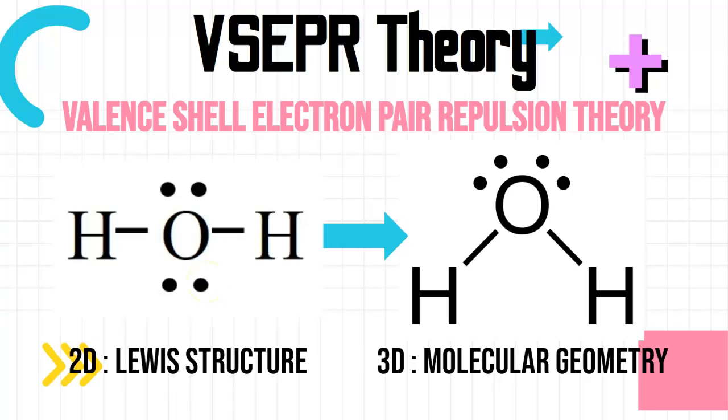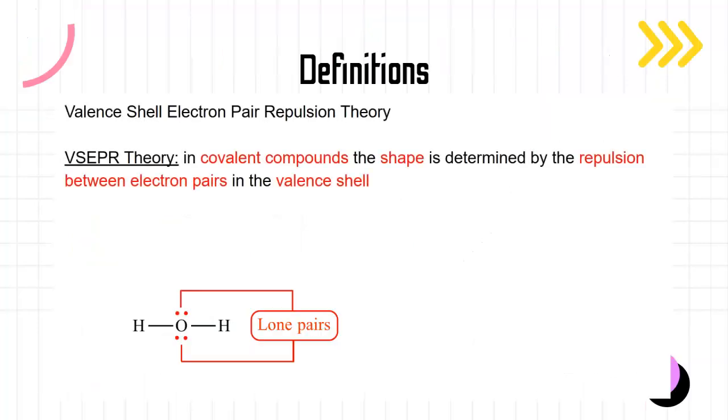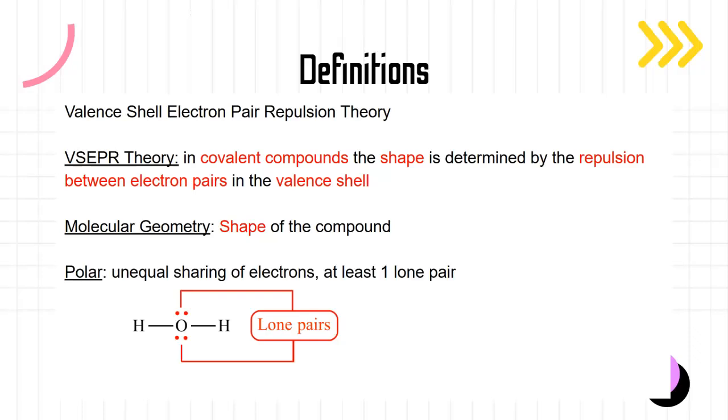When we look at a covalent Lewis structure in a 3D format, we are able to name its molecular geometry. This is called the VSEPR theory. According to VSEPR theory, in covalent compounds, the shape is determined by the repulsion between electron pairs in the valence shell. Molecular geometry is just another way to say the shape of the compound when VSEPR is in effect.